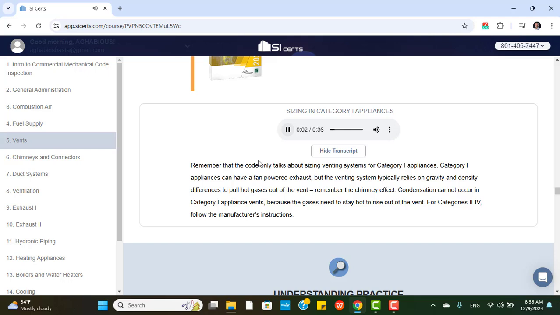Remember that the code only talks about sizing venting systems for category 1 appliances. Category 1 appliances can have a fan-powered exhaust, but the venting system typically relies on gravity and density differences to pull hot gases out of the vent. Remember the chimney effect. Condensation cannot occur in category 1 appliance vents because the gases need to stay hot to rise out of the vent. For categories 2 through 4, follow the manufacturer's instructions.